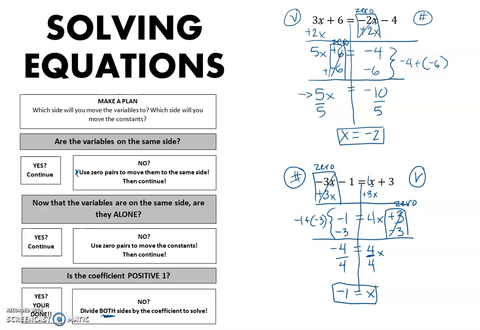Okay, so that's the process for it. The process is the same. It doesn't matter which side you move things to, as long as you're using zero pairs, move the variables to one side, move the constants to the opposite side, and then divide by the coefficient, the number attached to the variable, over and over again.